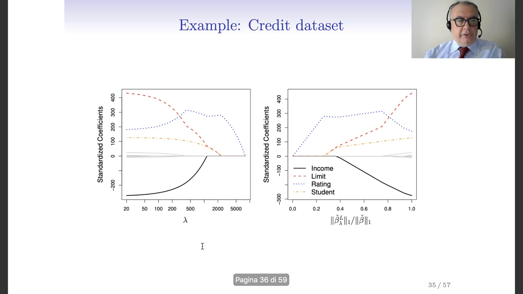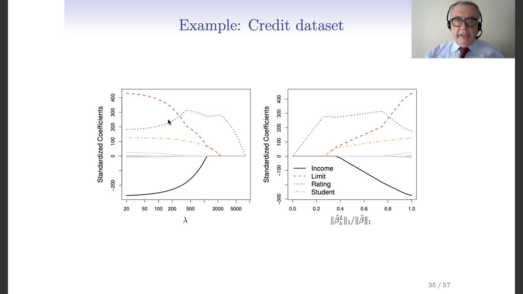Let's see how the lasso works on the credit dataset. Here we have the two plots that we have already seen, and here, as you see, you have the coefficients. In this plot, when you fix a value of lambda and you draw a vertical line, you just find the values of all the parameters. So the black value is the parameter for income, the yellow one is for student status, the blue one for rating, and the red one for the limit on the credit card.